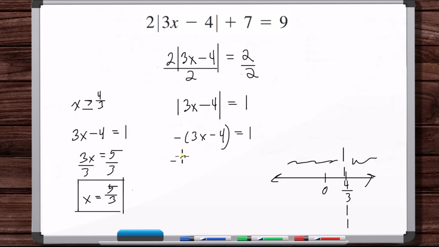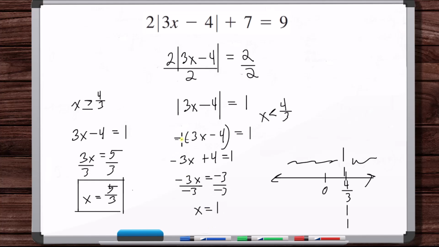So now we're doing x is less than 4/3, not less than or equal to. We only put this negative out front because, for the x values we're analyzing, this expression is going to be negative. So minus 3x plus 4 is equal to 1. Subtract 4 from both sides.